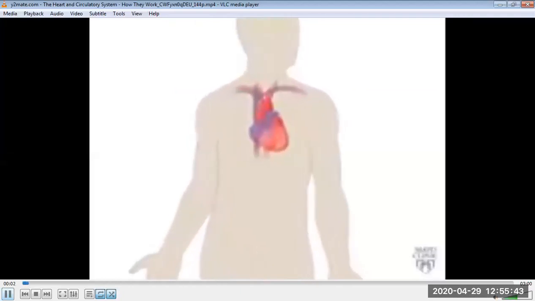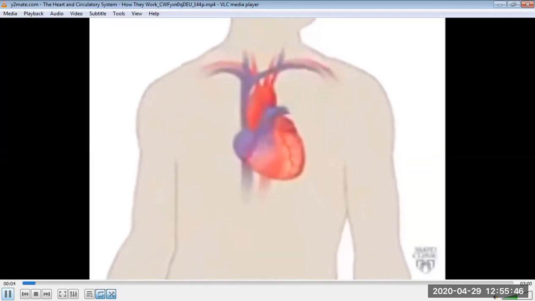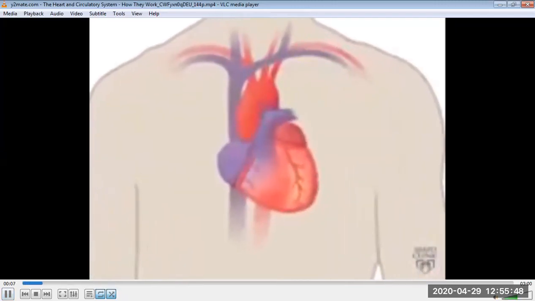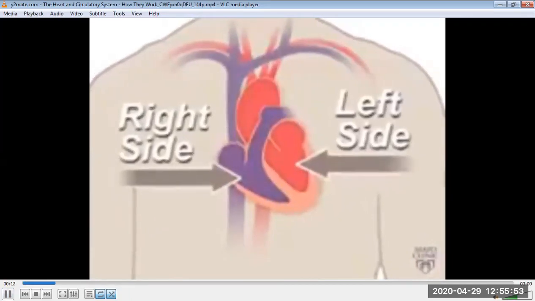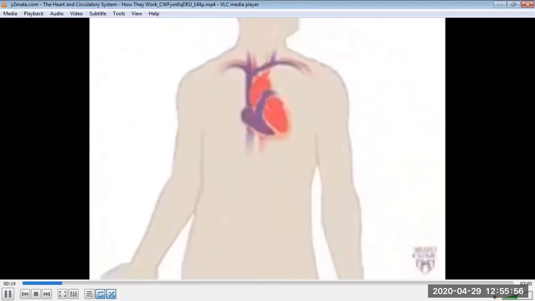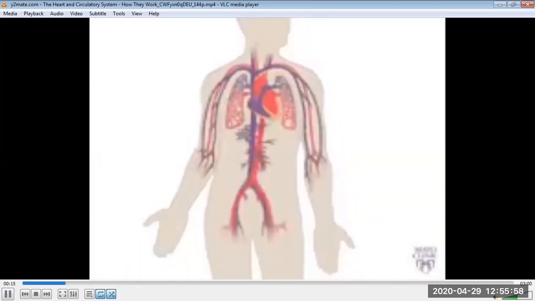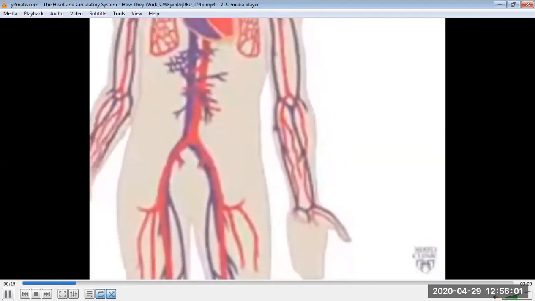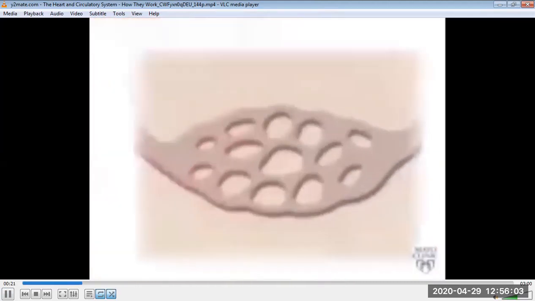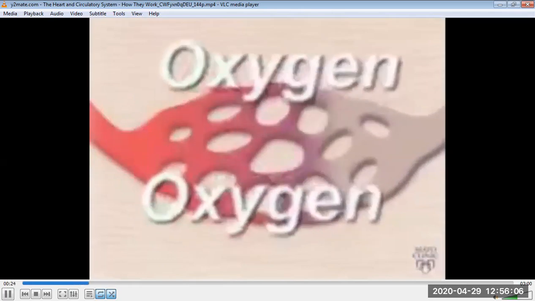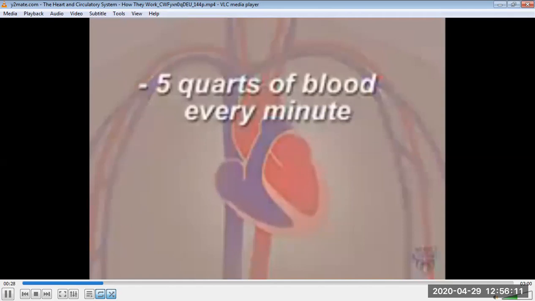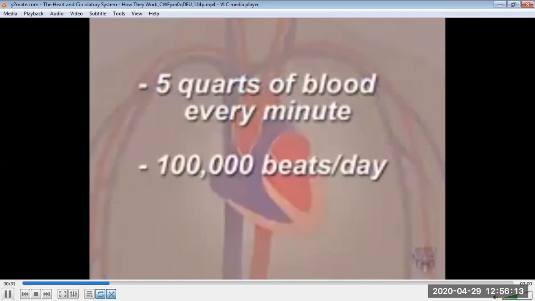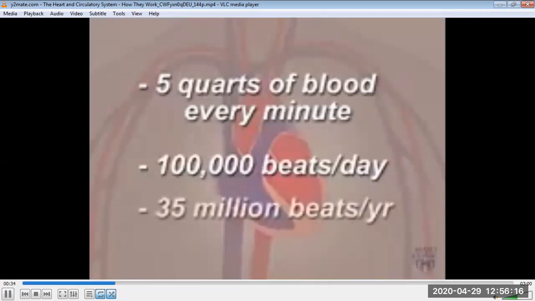Heart is a pump. It's a muscular organ about the size of your fist and is located slightly left of center in your chest. Your heart is divided into the right and left side. The division protects oxygen-rich blood from mixing with oxygen-poor blood. Together, your heart and blood vessels comprise your cardiovascular system, which circulates blood and oxygen around your body. In fact, your heart pumps about 5 quarts of blood every minute, and it beats about 100,000 times in one day. That's about 35 million times in a year.